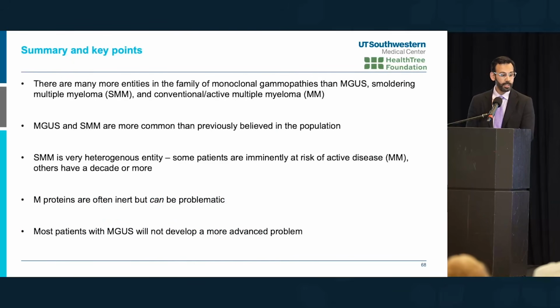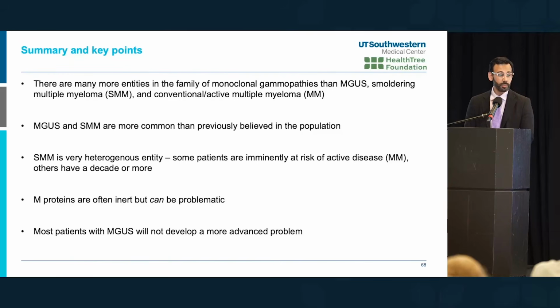And so with that, I'd like to summarize and make a few key points that there are more entities in the family of monoclonal gammopathies, as I showed you from my messy slide, than just MGUS, smoldering myeloma and conventional active myeloma. Both MGUS and smoldering myeloma are more common than we previously believed in the population. Smoldering myeloma by 2220 is a very heterogeneous entity. Some patients have much higher risk overall of active disease and needing treatment, and some people are much lower. And M proteins, as I've indicated in the background here, they can be often inert, but they can be problematic, which is why we have this field.